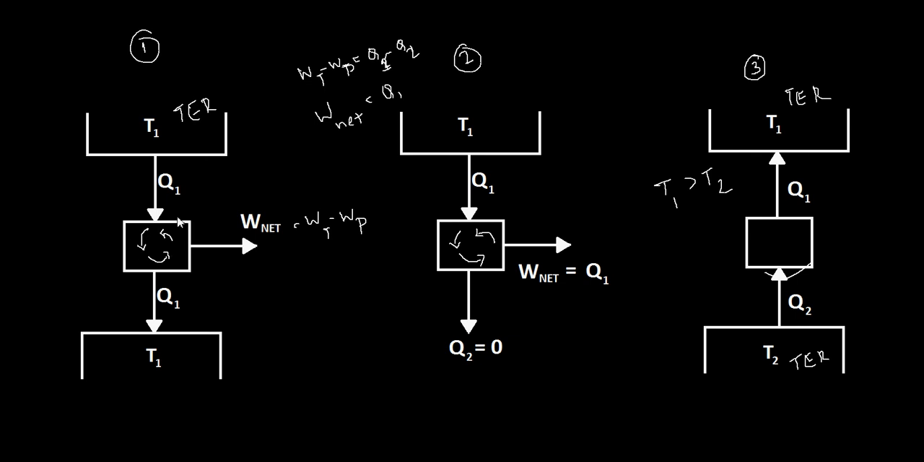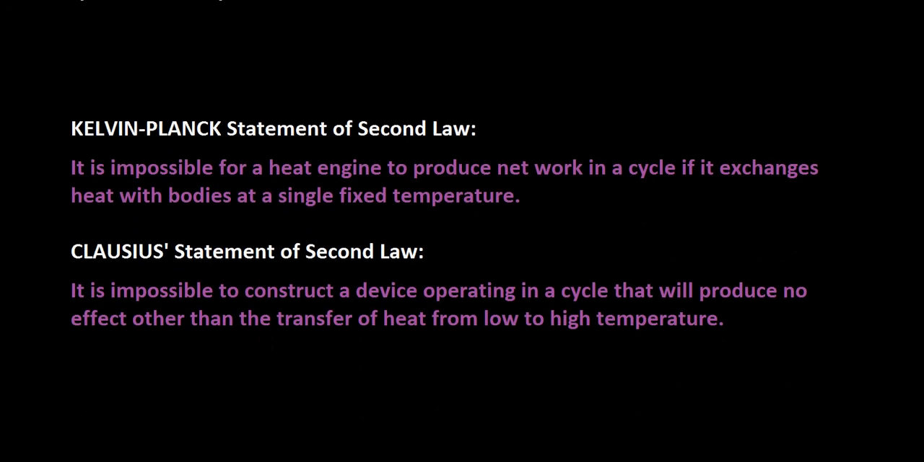If this heat engine is exchanging heat with bodies at the same temperature, T1 and T1, then it is impossible to produce net work. So in this case, the engine is functioning between the same temperatures. In that case, it is not possible for this engine to produce net work. And that's the first statement of the second law of thermodynamics. Once again, it is impossible for a heat engine to produce net work in a cycle if it exchanges heat with bodies at a single fixed temperature.